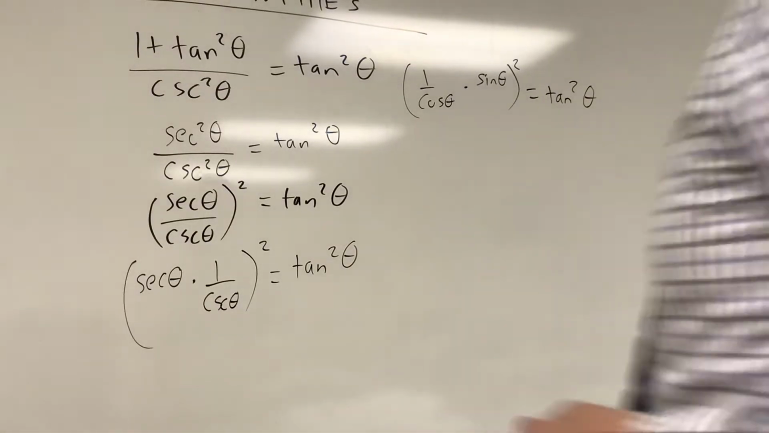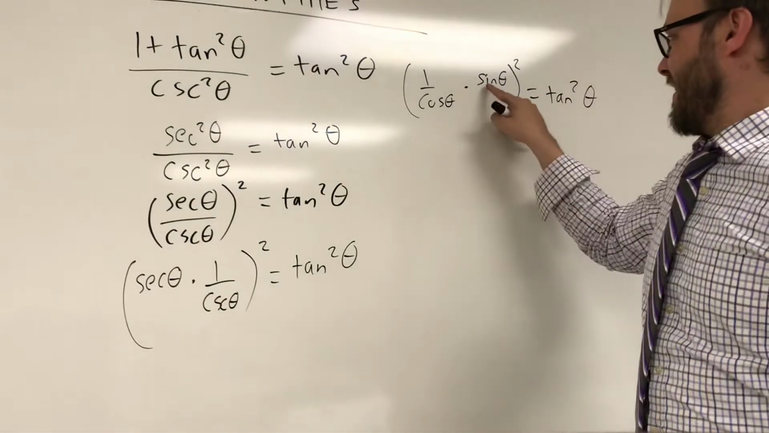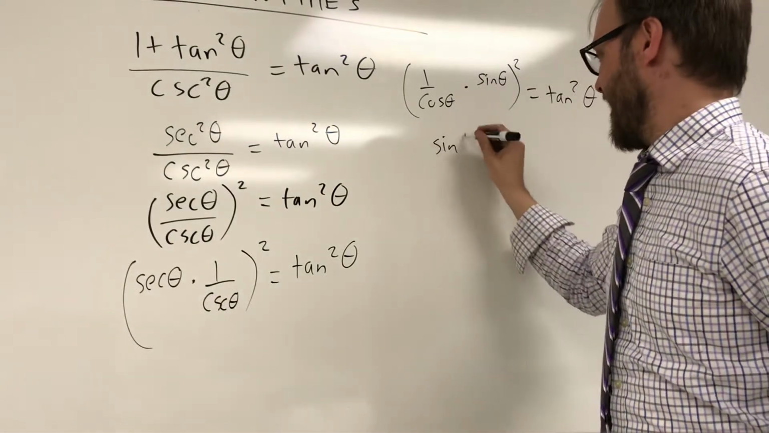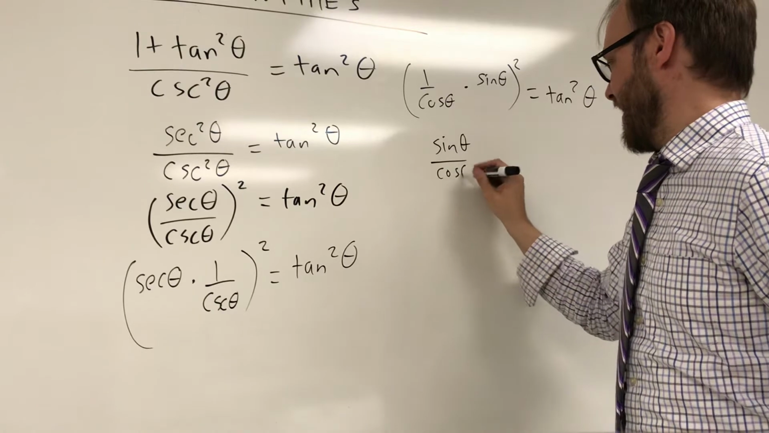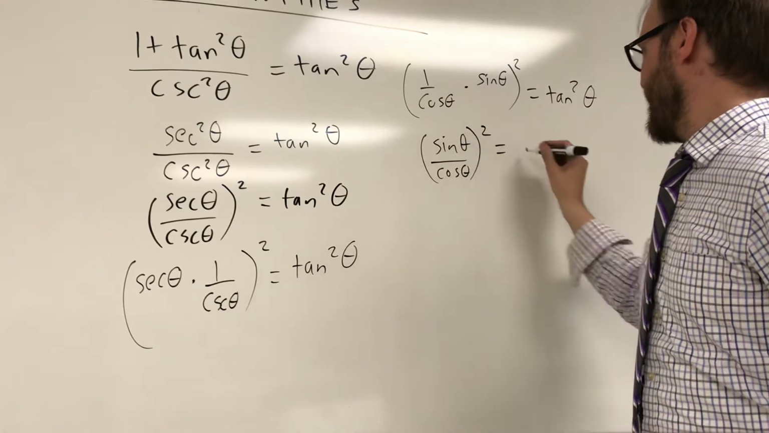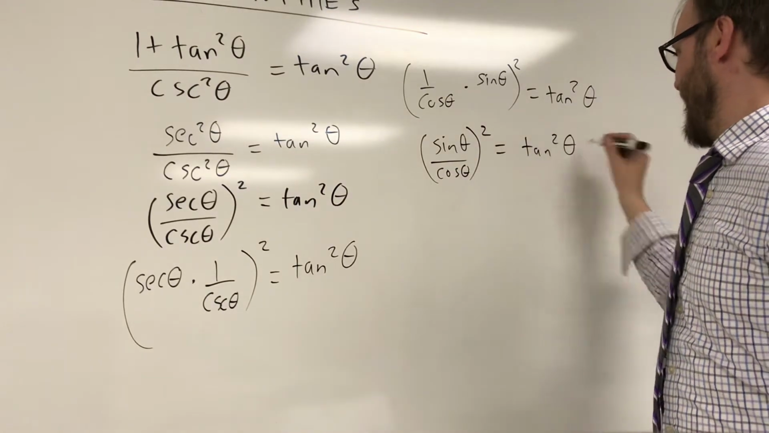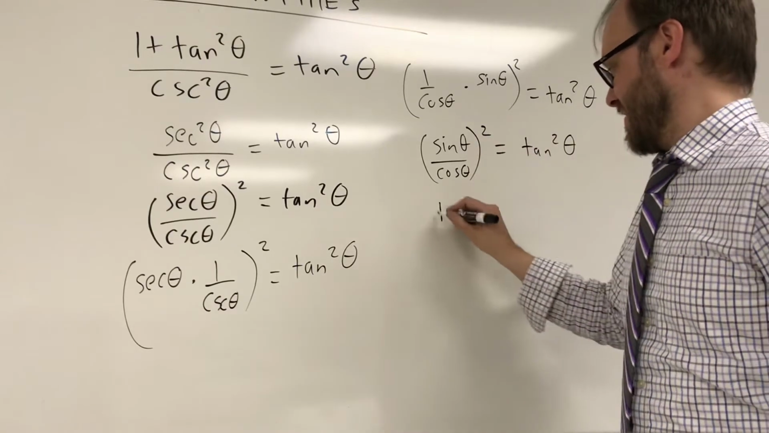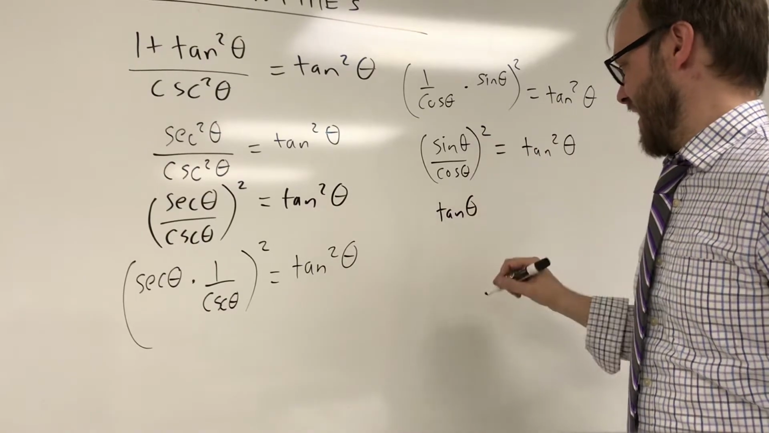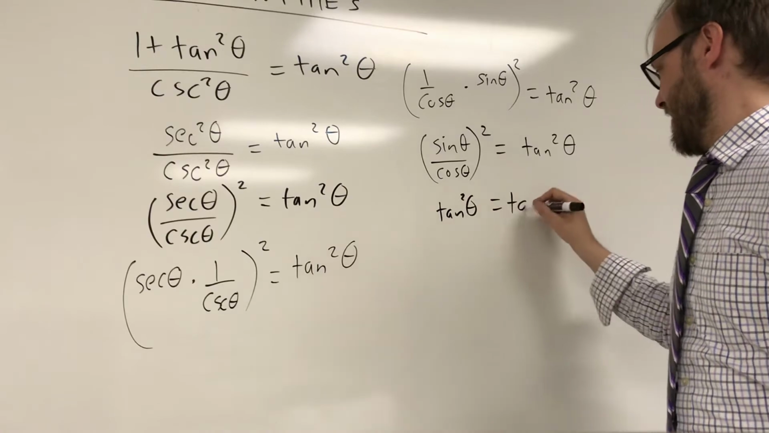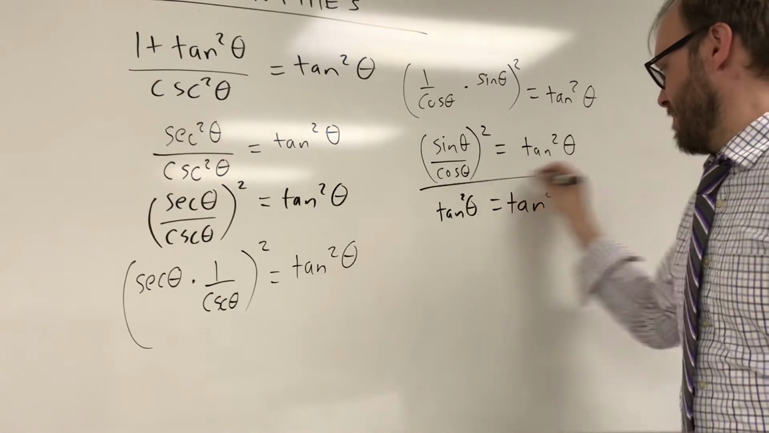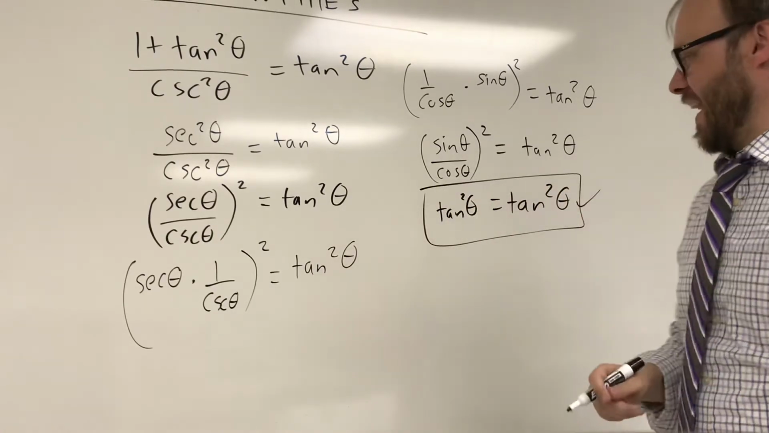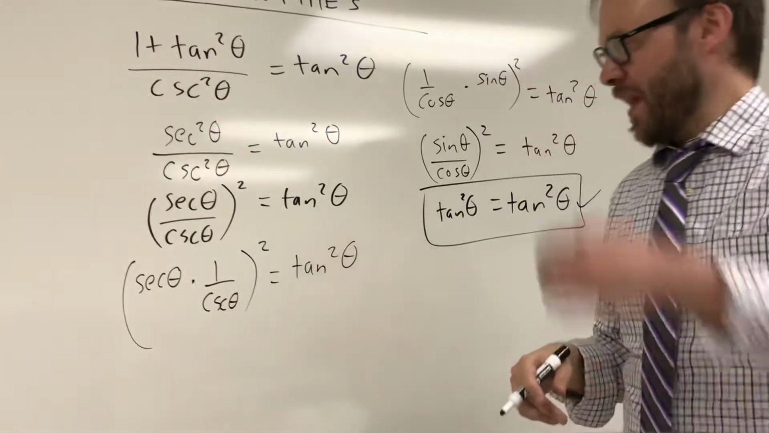And then at this point, that's going to be the same thing as sine of theta over cosine of theta. Whole thing is being squared. It's equal to tangent squared of theta. And notice sine over cosine is equal to tangent of theta. It's being squared, and that's equal to tangent squared of theta there. Okay? So once again, we've shown that the right hand and the left hand sides are equal.